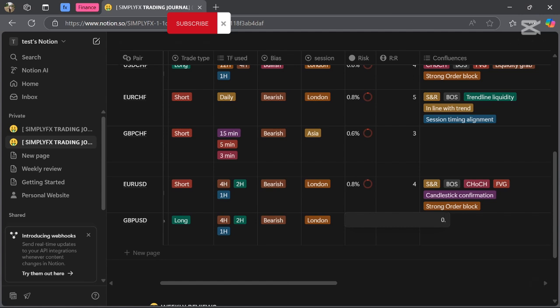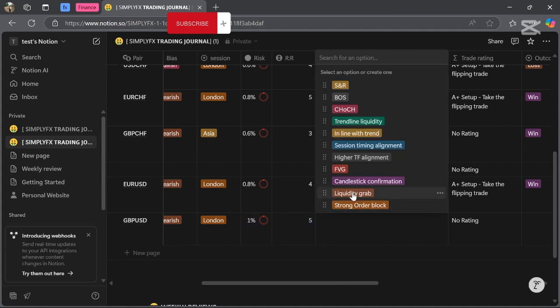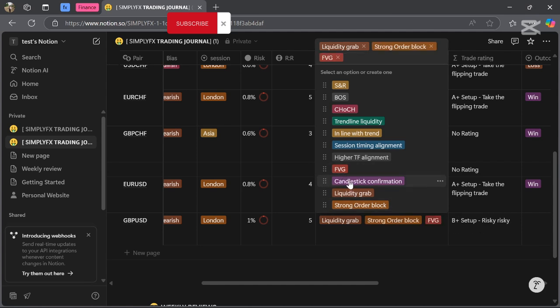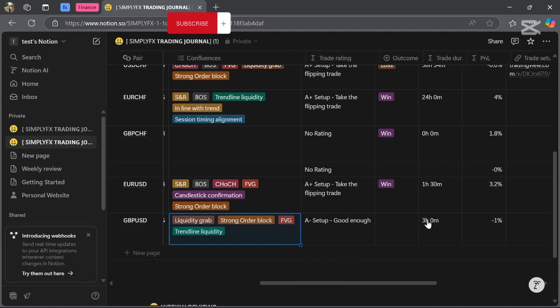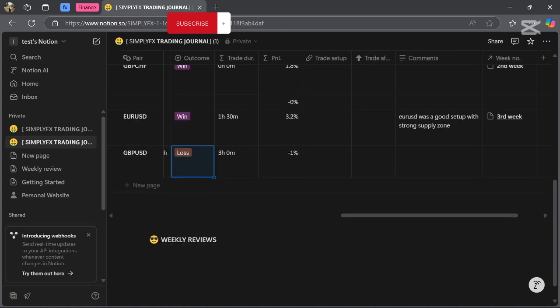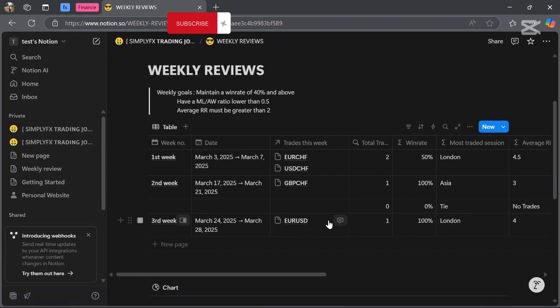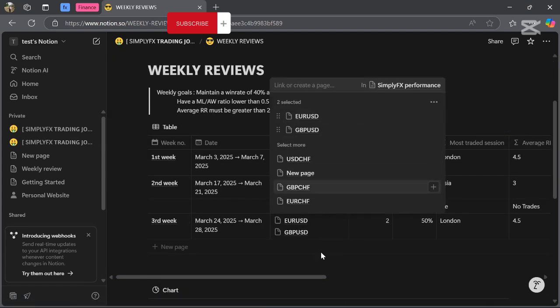So let's say we decide to risk 1%, so no 0.1%, no 0.8% now, and risk reward will be aiming for 5. And now we had our liquidity grab, strong order block, fair value gap, trendline liquidity. This is just an A setup, so it's good enough. And it ended up in a loss. Our P&L is minus 1%. So our weekly review is going to automatically calculate our net P&L when we add GBP USD to it.